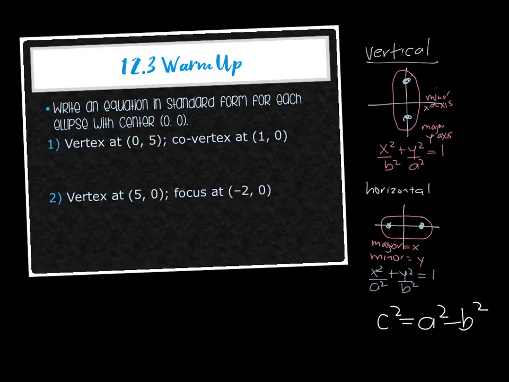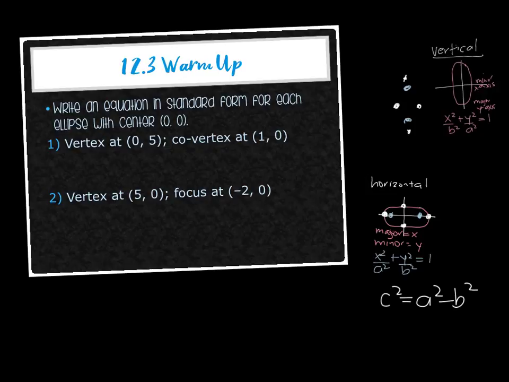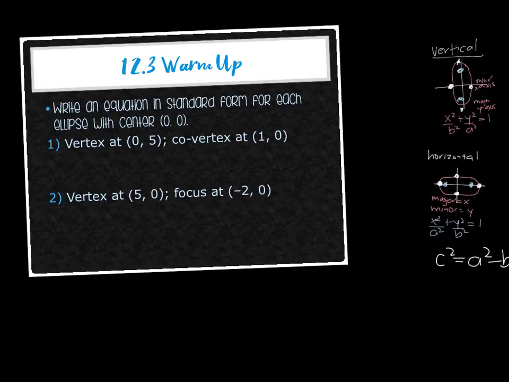And then the other thing we talked about is the vertices. So the actual vertex or vertices are along your major axis, and the co-vertex or co-vertices are along your minor axis. So these would be your regular vertices, these would be your co-vertices. On horizontal, these would be your major vertices, and these would be your co-vertices. It's kind of a wrap-up of everything we talked about yesterday. Okay, so now let's apply it to the warm-up.